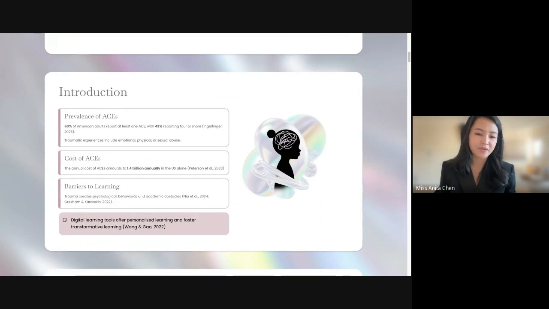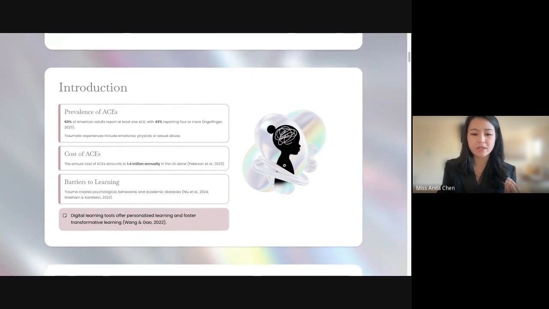Of the many effects of ACEs, one of those very prominent effects is the barriers to learning. Trauma creates physiological, behavioral, and academic obstacles. And the reason for this is because ACEs or trauma affects your executive functioning, which creates a psychological barrier to being able to perform at schools. Digital learning tools offer a potential solution by providing personalized learning and the ability to foster transformative learning.